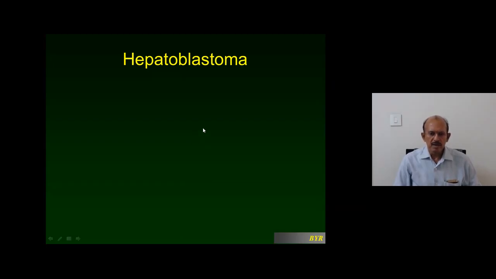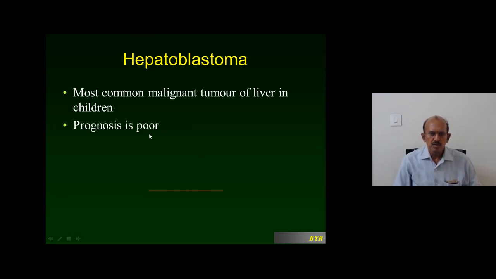There is one more rare tumor of the liver that is called hepatoblastoma. It is the most common malignant tumor of the liver in children. Prognosis is poor in these patients.